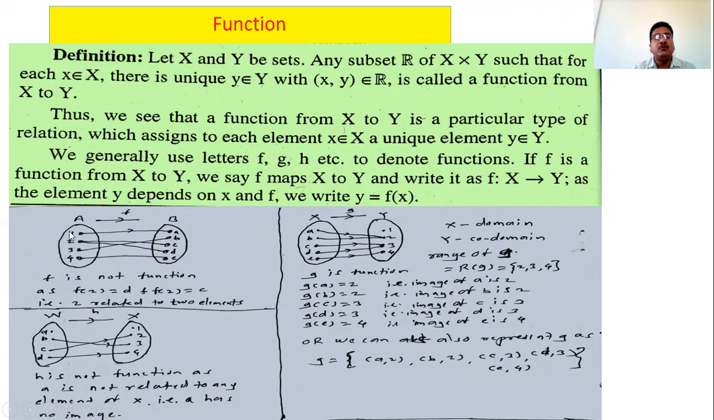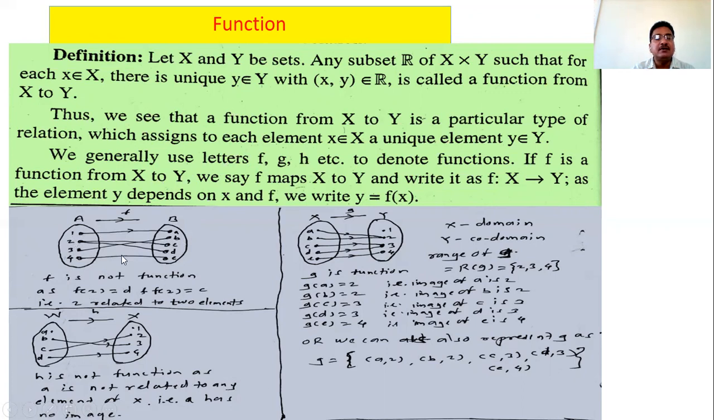This one is related to only one element, A. So for 1 the unique condition is satisfied. 3 is related to only one element, B. 4 is related to only one element, C. So for the elements 1, 3, and 4 the unique condition is satisfied. But for 2 the unique condition fails because 2 is related to two elements, not a unique element. Unique means one and only one. But 2 is related to two elements, and therefore this is just a relation from A to B. It is not a function. This F is not a function.